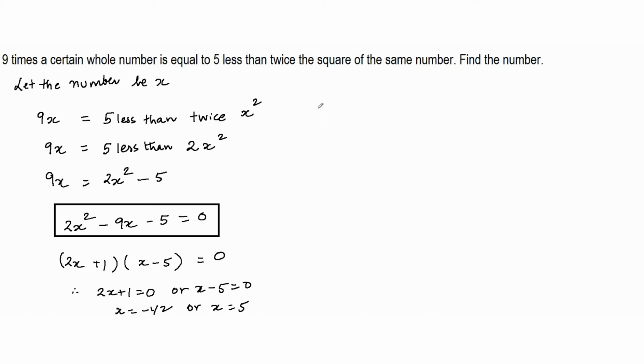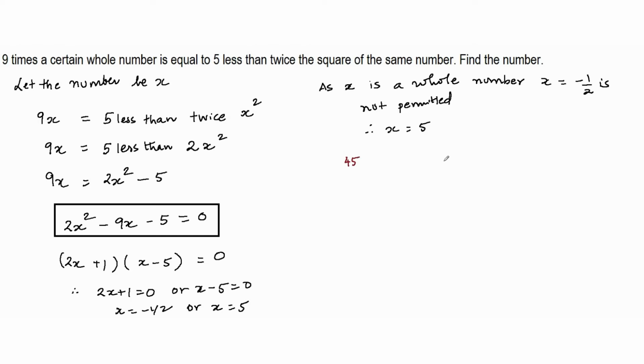Now it's a whole number, so as x is a whole number, x equals minus half is not permitted, and therefore x has to be equal to 5. So 9 times 5 is 45, is 5 less than twice the square. So let's check if this condition is true. 5 square is 25, 2 times that is 50, 50 minus 5 is 45, and the equation perfectly matches, and hence x equals 5 is the right answer.